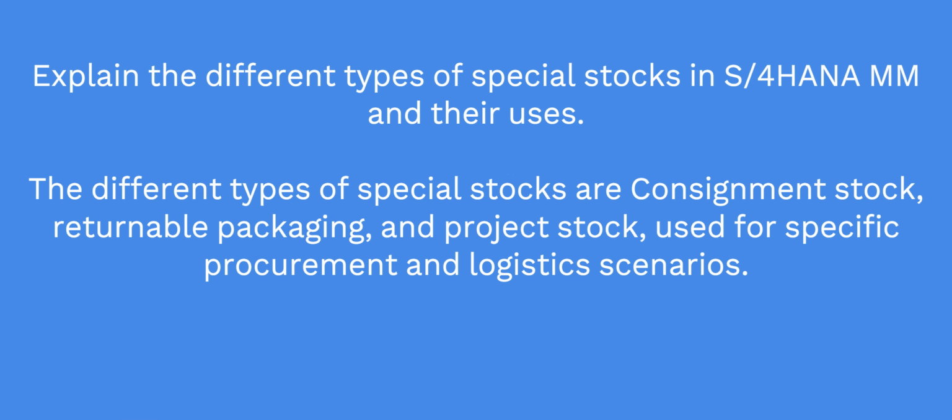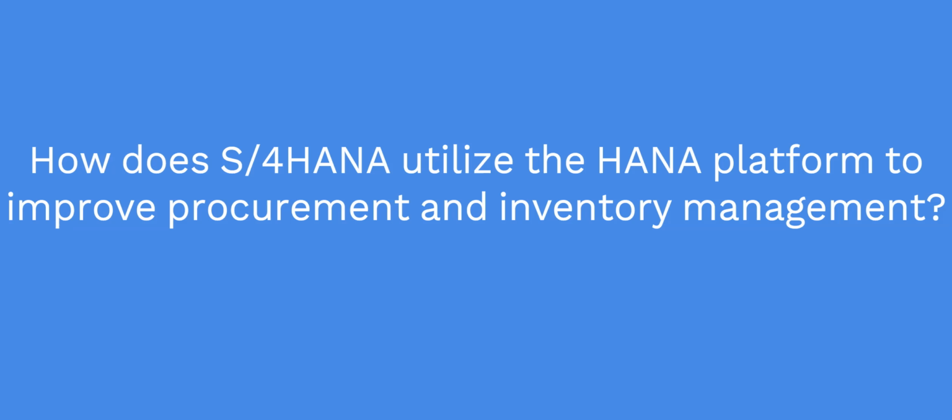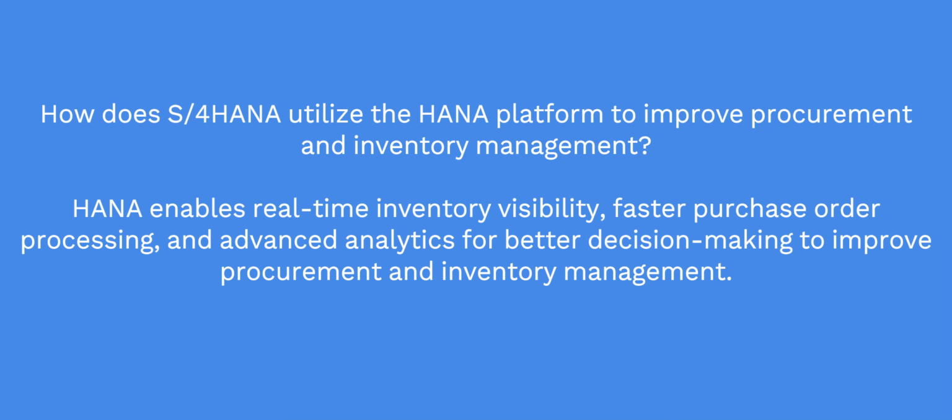The different types of special stocks are consignment stock, returnable packaging, and project stock, used for specific procurement and logistics scenarios. How does S/4HANA utilize the HANA platform to improve procurement and inventory management? HANA enables real-time inventory visibility, faster purchase order processing, and advanced analytics for better decision-making to improve procurement and inventory management.